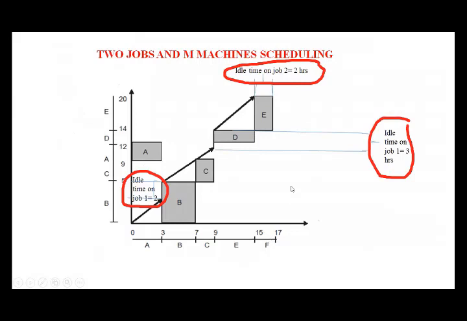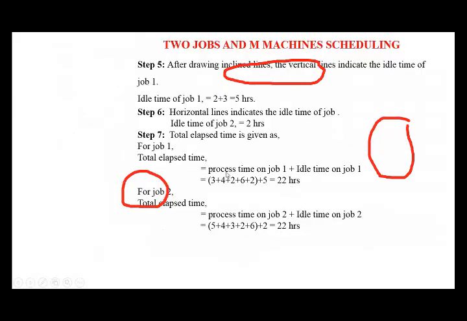So the same way we are going to calculate the elapsed time. The elapsed time of job 1: here we are adding the process time and the ideal time. There are 2 ideal times at job 1, that is 2 and 3, the same we added here, 5 hours. So the total elapsed time of job 1 is 22 hours. Next, job 2: the total elapsed time of job 2 is process time plus ideal time. Here the ideal time is 2 hours, so the total is 22. This is about the problem, that is, the graphical method.